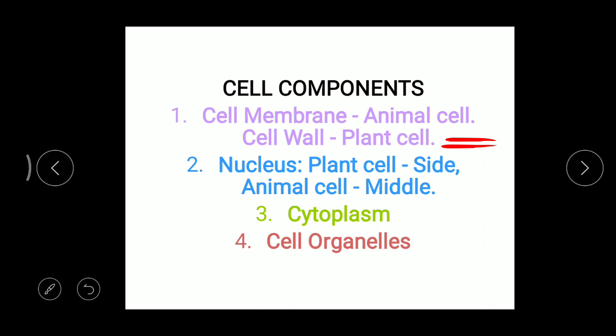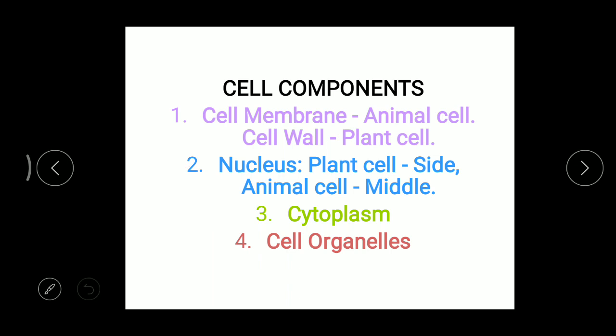And the next one, the nucleus. In a plant cell, the nucleus is present at the side. Already we discussed this. Why? Because in the middle of the cell, we can find a vacuole. Vacuole means just like a bubble, right? And in an animal cell, the nucleus is seen in the middle or the center of the cell, right?